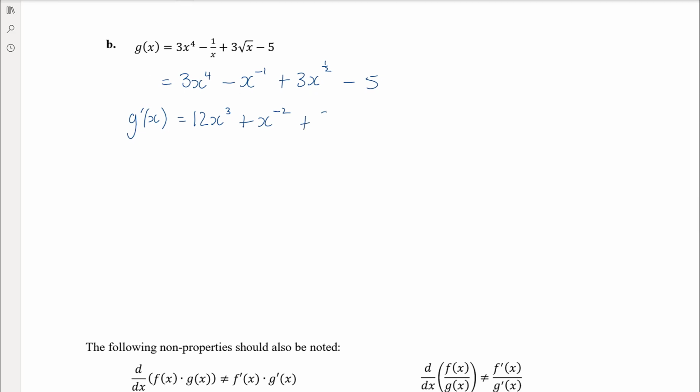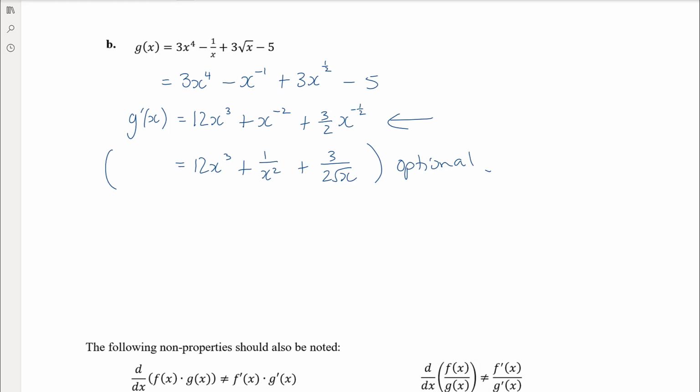Here we're going to get 3 times a half, so 3 on 2, x, and then half minus 1 is negative half, and then negative 5, when we differentiate a constant, it becomes 0. So you can, if you want, rewrite x to the negative 2 as 1 on x squared again, and you could write x to the negative a half as 1 on root x, okay, but you don't need to, okay. The question asks you to differentiate, and at that point you have differentiated. Okay, so in many ways, I would encourage you to not go further than you need to.